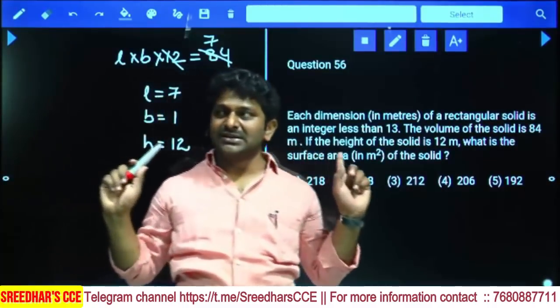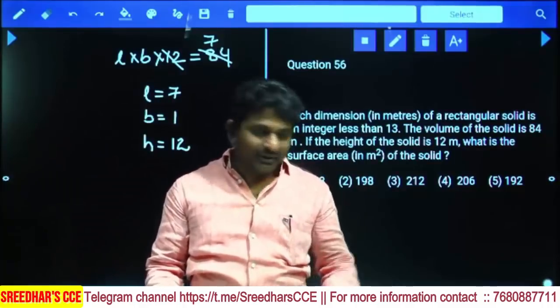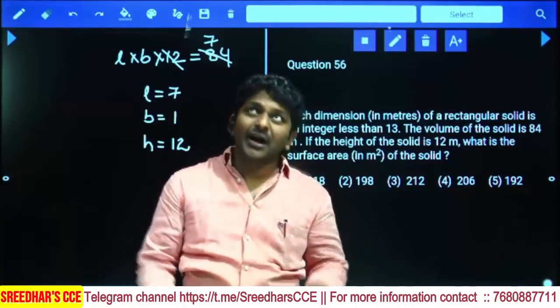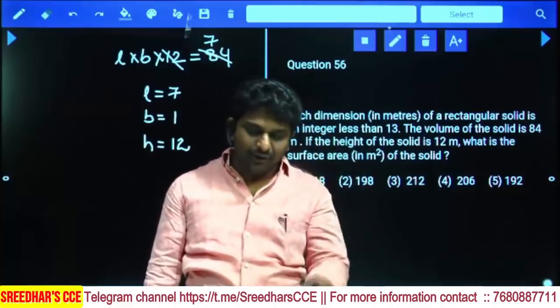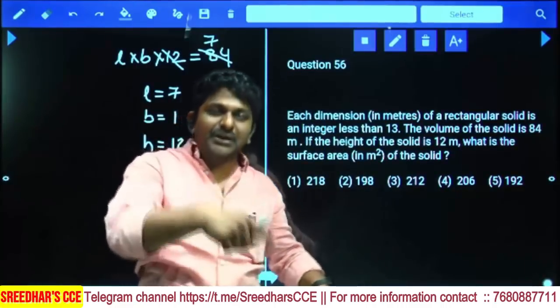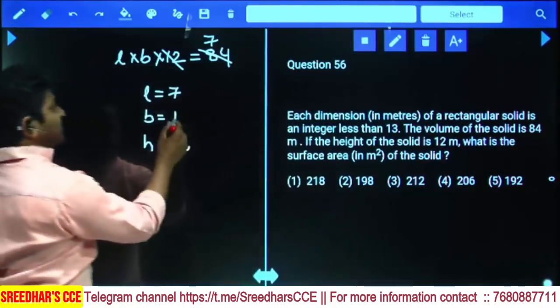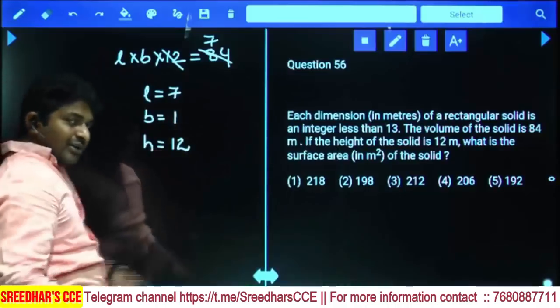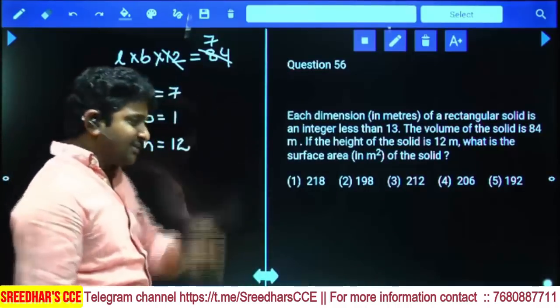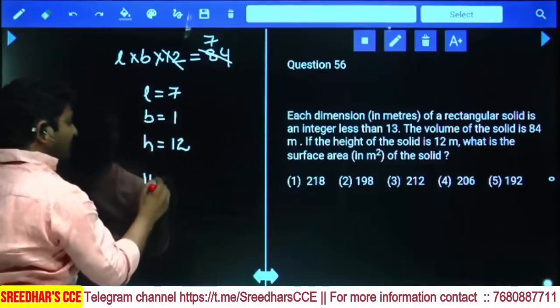Surface area in the sense, if in your room, just look at the bottom, that is equal to floor area and then terrace area. Floor area means length into breadth. Terrace area is also length into breadth. Length into breadth means 1 into 7, that is 7. So bottom area 7, top area is also 7. That is equal to 14.